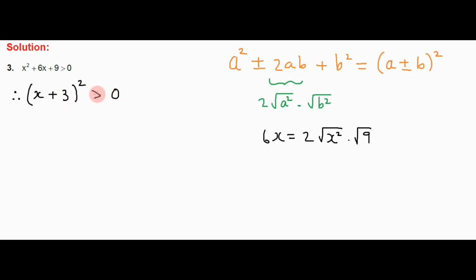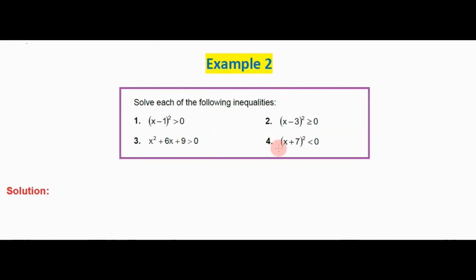This must be greater than 0. Note that it's strictly greater than 0. Once again, we know that any real number squared will be either greater than 0 or equal to 0. So the question is, for which value of x will the left-hand side here be equal to 0? We can work it out. x plus 3 equals 0 means that x is equal to negative 3. So then the solution to this inequality will be x is an element of real numbers, but x cannot equal negative 3.